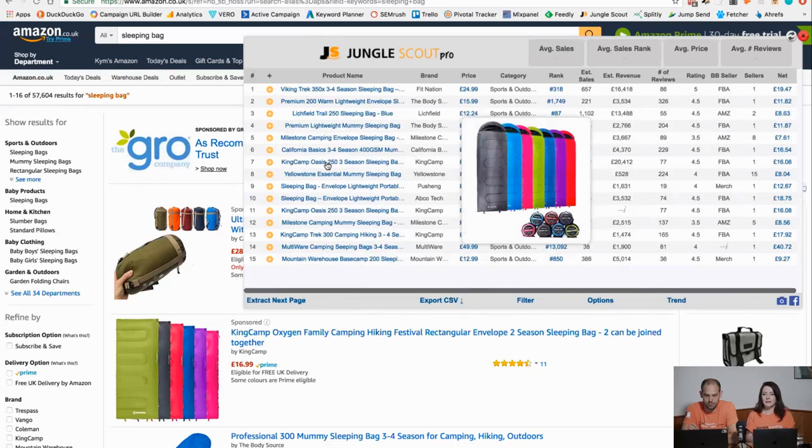I'm looking at the estimated sales and revenue, and then taking a look at what that product specification actually is. Like, what style is it? Is it warm? What can it be used for? And then trying to figure out which is the best option to go with.